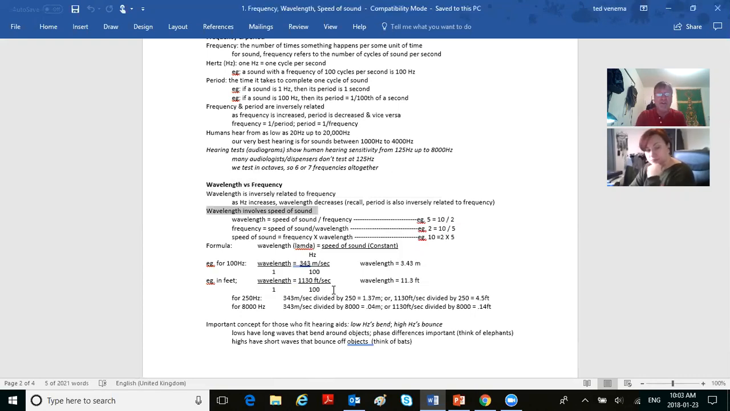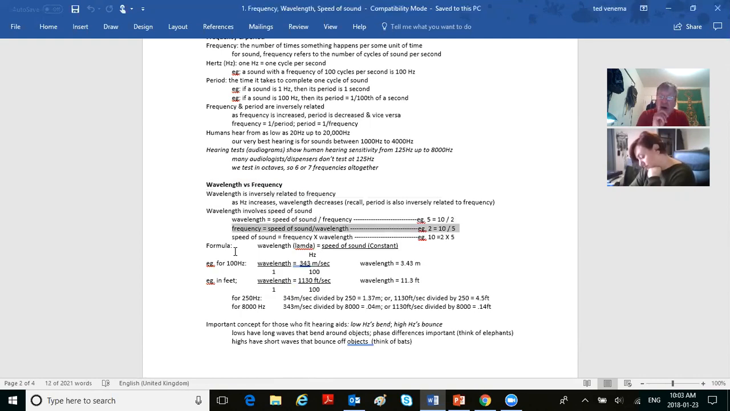So wavelength on the top here equals speed of sound divided by frequency. That's like saying 5 is equal to 10 divided by 2. Next, frequency equals speed of sound divided by wavelength. Well, that's like saying 2 is equal to 10 divided by 5. And at the bottom, speed of sound equals frequency times wavelength. Well, that's like saying 10 is equal to 2 times 5. Same as it ever was, okay?